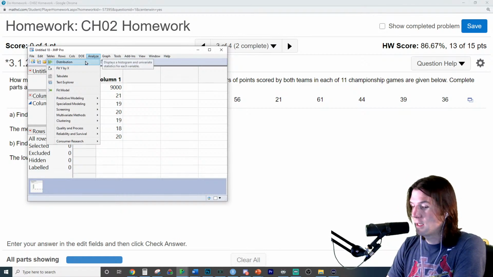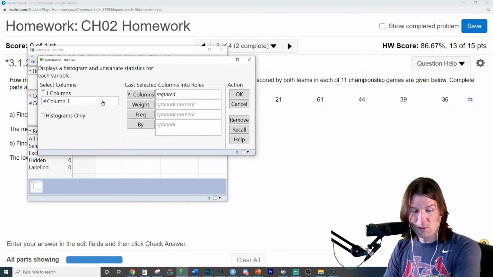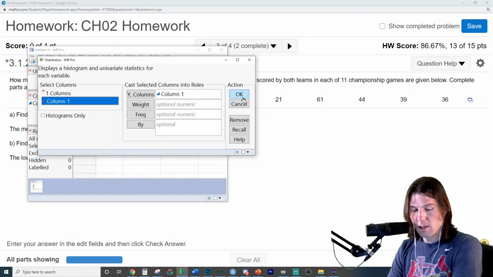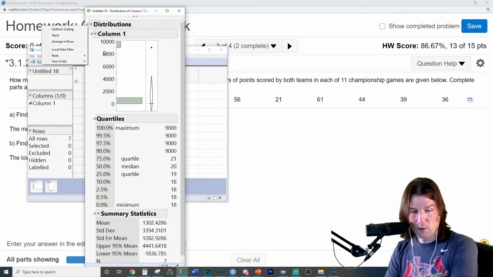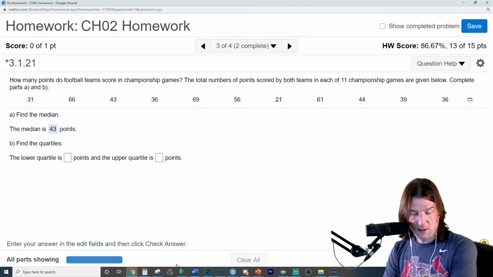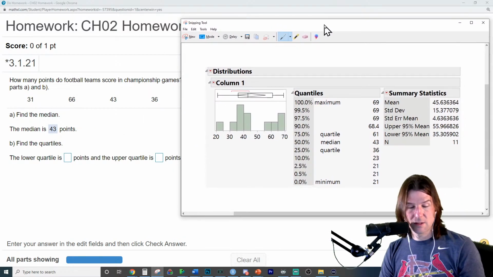You're going to go to Analyze Distribution. With Analyze Distribution, you're going to double-click column 1 and then click OK. And this will get you the histogram right here. So we're going to click OK, and then your data will look different than this, but that's how to do it right there. Let's hope these quartiles work today. So you're welcome, Grace.